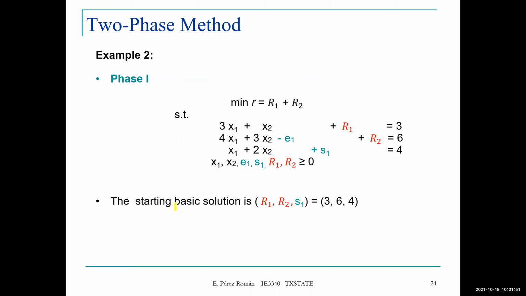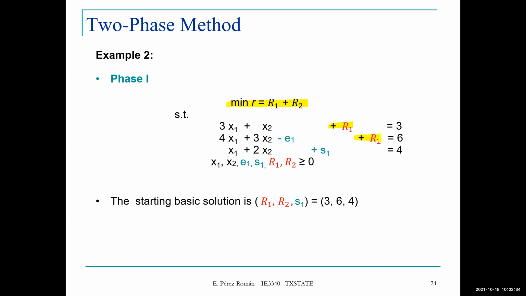So now you see phase one is no longer using the original objective function. We substitute the original objective function by this minimization of the sum of the artificial variables. We have R1 plus R2, because we need two artificial variables in this problem. We need an artificial variable for this constraint and one for this constraint. If we only needed one, we would minimize only R1. If we needed 3, the minimization would be for R1 plus R2 plus R3. If we needed 5, you would have 5 artificial variables in the objective function.